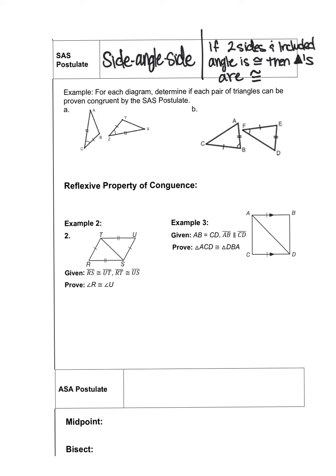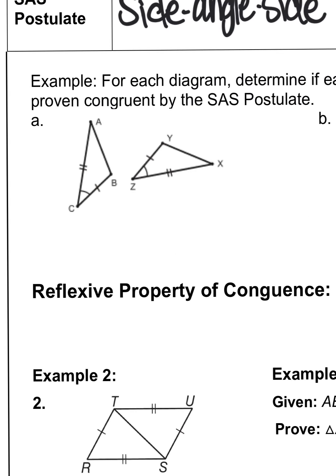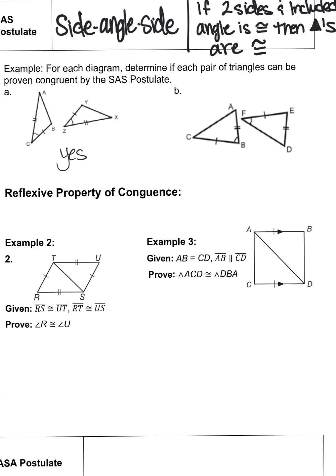So for example, as we look at problem number 1 here, we can see that we have two sides and the included angle, that's the angle between the two sides. See that? The angle between them. So this right here is going to be yes, this is congruent because of the side angle side postulate. And as we look at B here, we've got a side angle side, that's great, but here it is angle side side. It is not the same way, and so we could say no, these are not congruent.